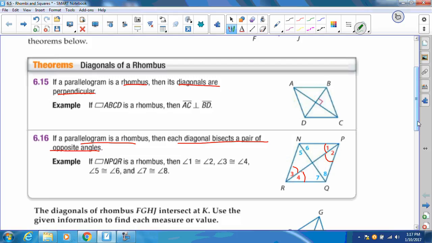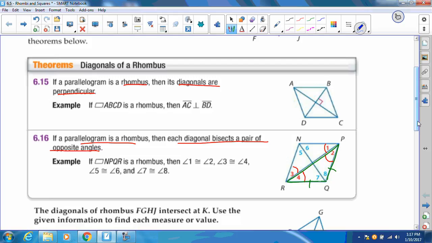And here's why. Because if you're looking at this rhombus, all four sides are congruent. So if you look at just these two sides, we have an isosceles triangle. And remember that in an isosceles triangle, the base angles are congruent. So 1 and 2 would actually be congruent to 3 and 4.